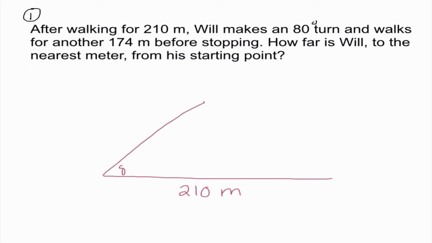And I know that the 80-degree turn needs to be inside the triangle because this portion right here is actually 280 degrees, which is too much for a triangle. Okay, and then he walks for 174 more meters. And then he stops. So here is Will right there, and we want to know how far away is Will from his starting point. So I'm going to call that x.